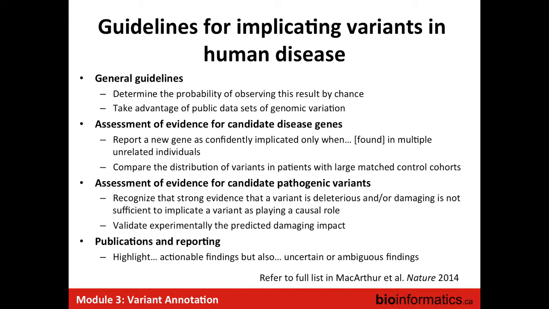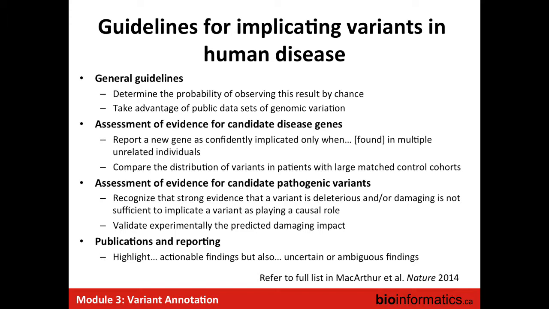So how do you actually identify variants that are implicated in human disease? This paper that I have the reference for at the bottom, I think it's quite interesting, providing a subset of some of the recommendations to associate variants to the disease. So there are some general guidelines. For an observation, you'll have to compute the probability of observing that by chance. This is related in part to the GWAS. If you're doing multiple hypothesis tests, you have to calculate the probability of observing that by chance.